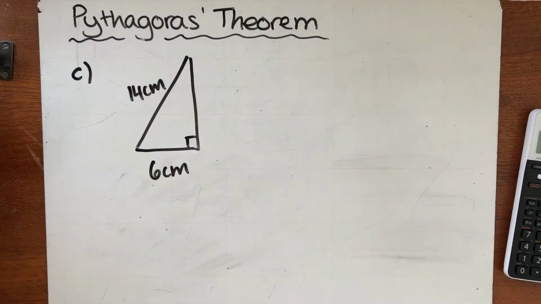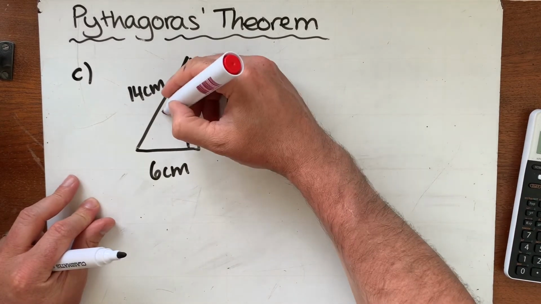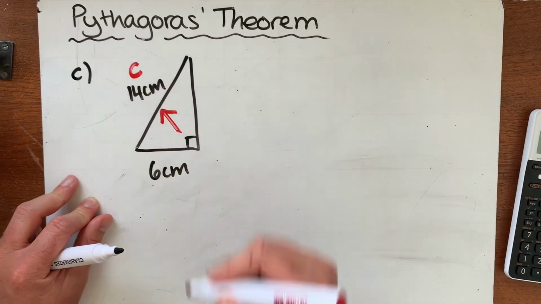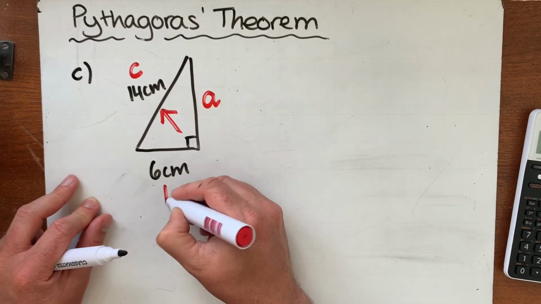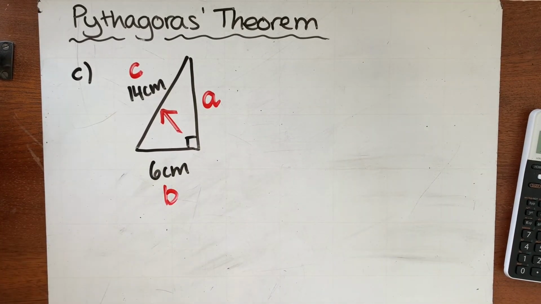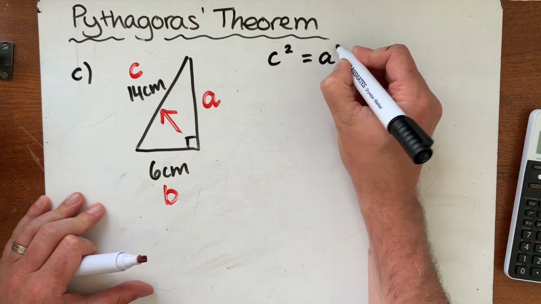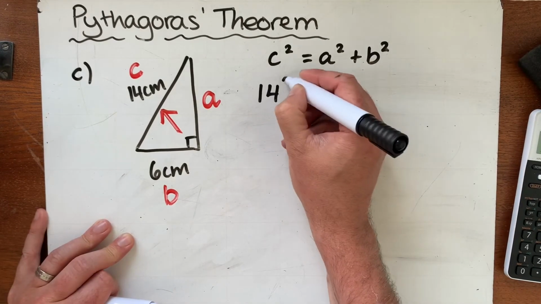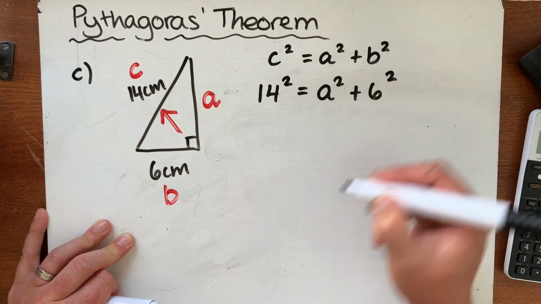So one more example. I'm going to go from start to finish with this one. So first thing, label your sides. Okay, we're looking for C. So here's my right angle, we arrow across the way, there's C. The missing side is a shorter side, I'm going to call that A, and there's B. Okay, so here we go. C squared is equal to A squared plus B squared. 14 squared is equal to A squared plus 6 squared.